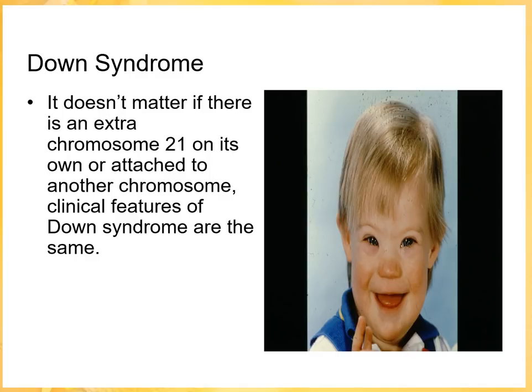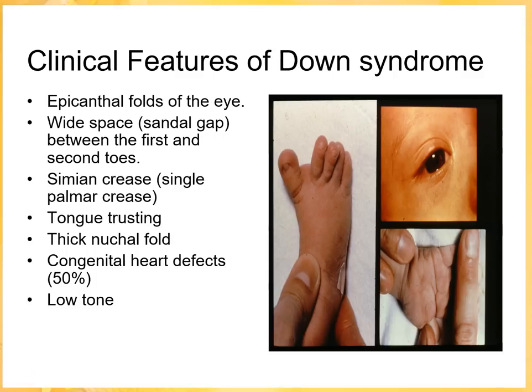So I couldn't look at a baby and say, oh, they have a translocation. Clinical phenotype includes this epicanthal fold, an extra fold here in the eye, a wide space between the first and second toe, a single palmar crease. They usually have low muscle tone, and they do a lot of tongue thrusting. The thick nuchal fold is probably the remnants from the translucent extra fluid back there. About 50% have a heart defect, and they have low muscle tone.